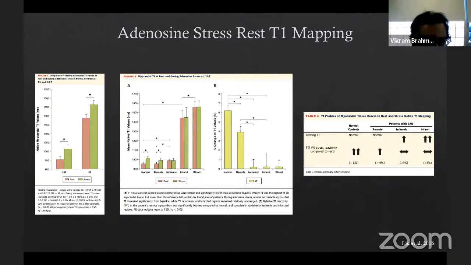And there are new techniques coming out. So there's sort of free breathing techniques. There's motion corrected techniques. So hopefully this is something that we see more of in the future.